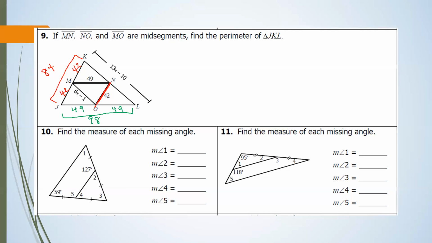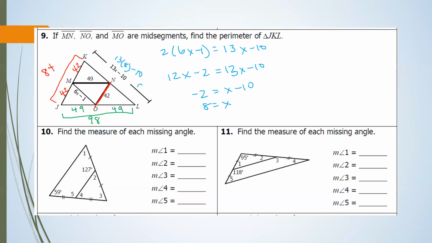And then the tricky one is to find the length of KL. So we're going to use a little algebra for that. I know that 2 times the midsegment MO, or 6x minus 1, has to equal the length of KL, 13x minus 10. Distribute your 2, and we're going to solve for x. Subtract 12x from both sides and add a 10. So x equals 8. I'm going to take that and plug it in here. 13 times 8 minus 10. So the length of KL is 94.